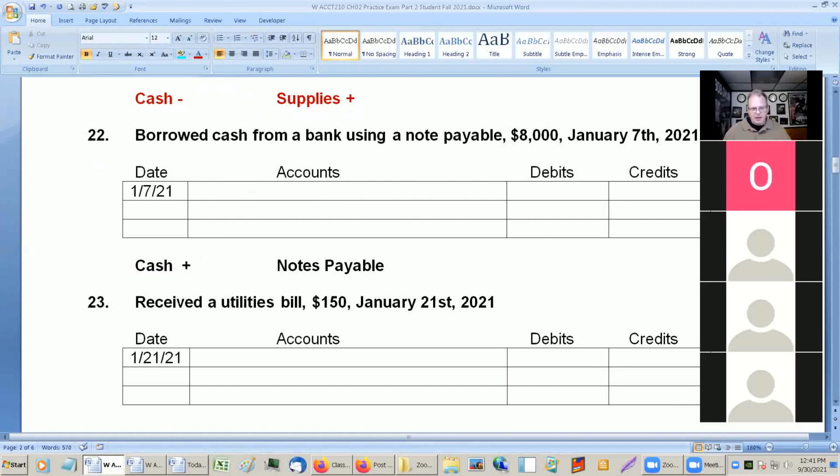And some people don't get too tangled up in that, overthink it, because when you initially get the loan, your cash goes up. Now, in the future, yeah, you gotta pay it, but until you pay it, your cash is up. Notes payable, up or down? Up. We owe more money now.